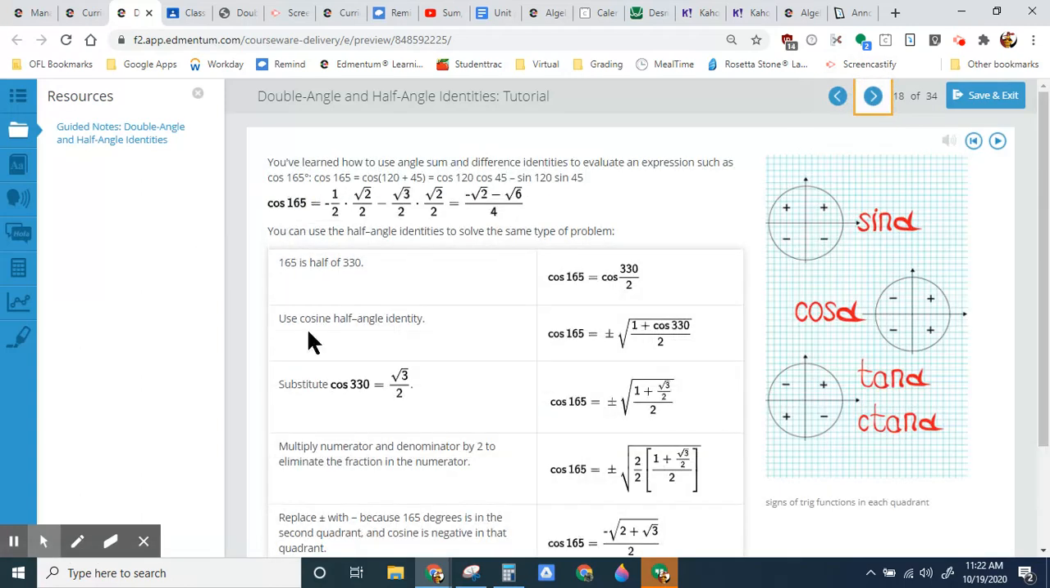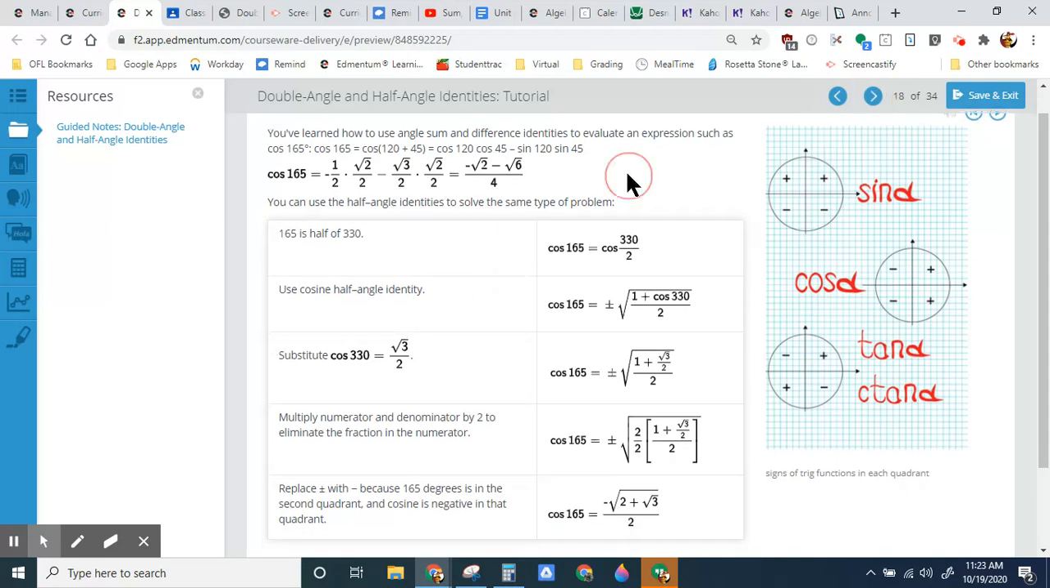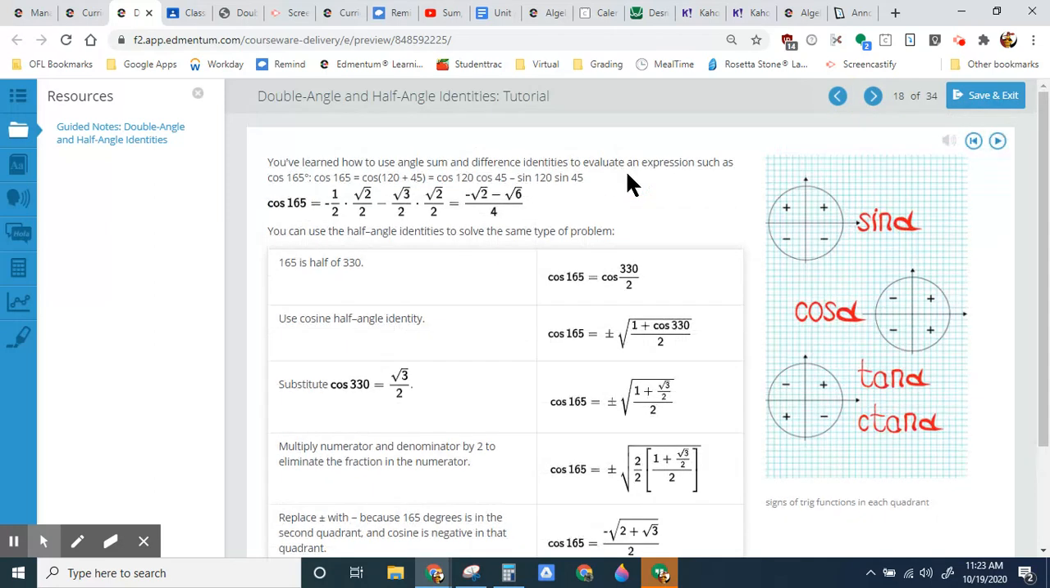So another way is, let's say we want to find cosine of 165. Wait, hold on. What is this asking? Oh, they're doing all kinds of work here. So they're showing all this work on how to figure this out. In order to understand this work, they're like, hey, you know that 165 is half of 330. It's like, okay.